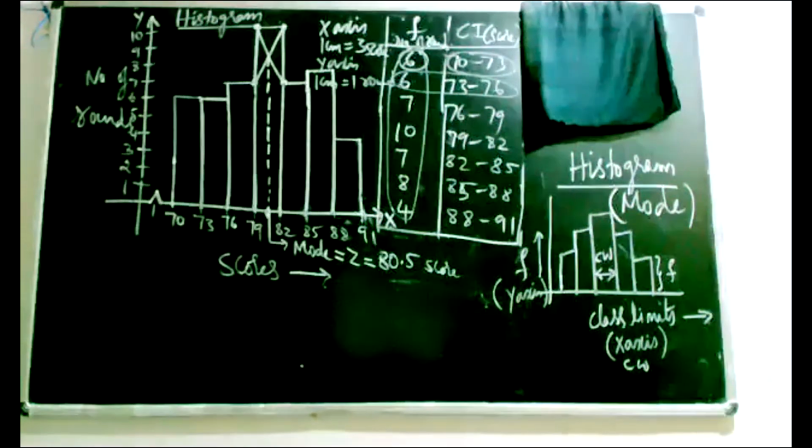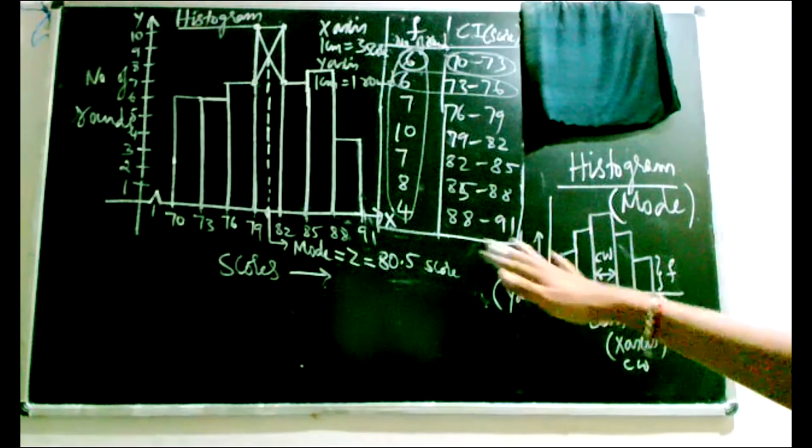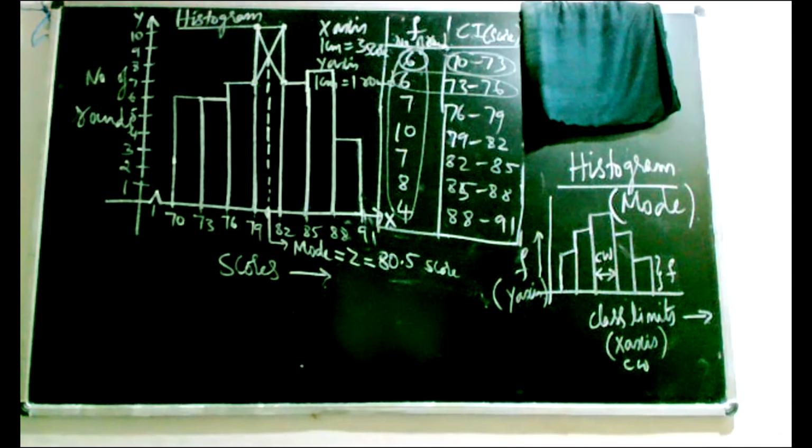Got it? A histogram is always constructed for a continuous frequency distribution such that the width of the bar is equal to the class width, and the length of the bar is equal to the class frequency. We'll see many of the problems on ogives and histograms in the next class. Today we'll just concentrate on preparation of the frequency distribution.